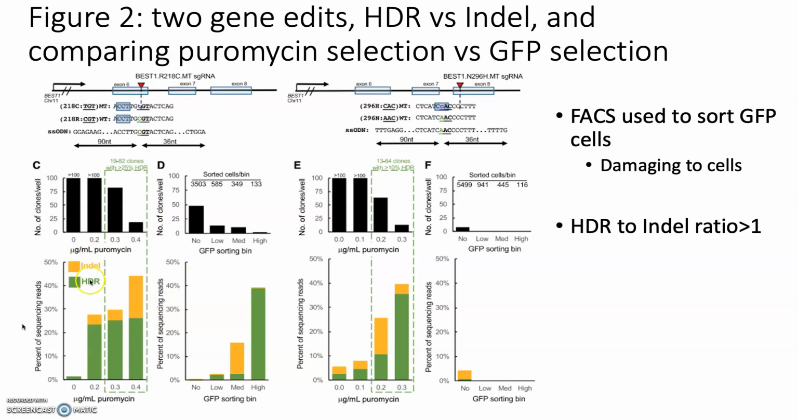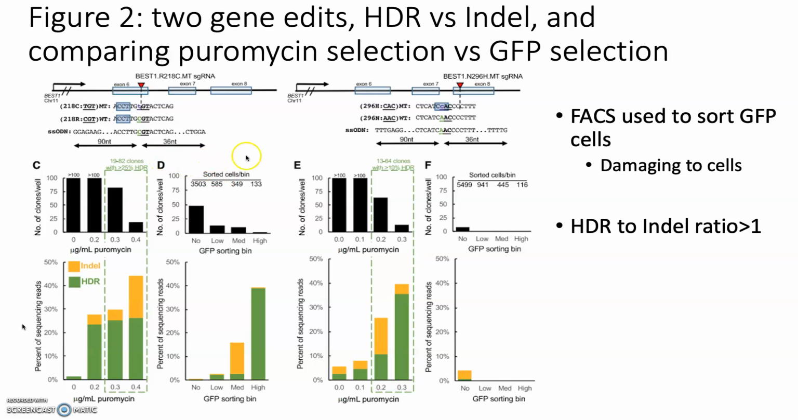Basically, the objective was to find a method to increase the preference for HDR, which is the correct form of gene editing in most cases. And on the right, you can see the same trend: puromycin increase with a decrease in colonies, and also an overall increase in gene editing, as well as a significant ratio of HDR to insertion deletion.